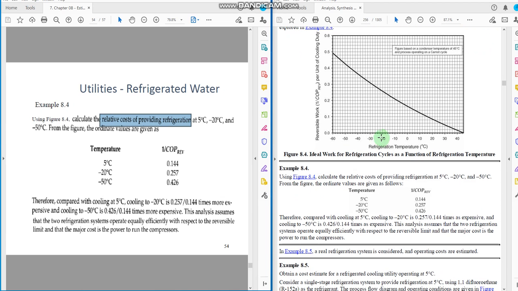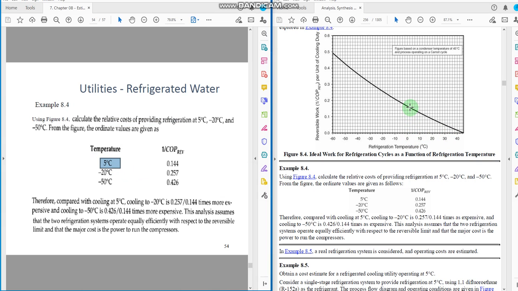Okay, so once you have the refrigeration temperature, you can follow this line and you can find out the value for the reversible work in the form of 1 divided by coefficient of performance reversible per unit of the cooling duty. So what we see here, if the coefficient of performance is decreasing, then the value for this reversible work would be increased. Okay, so if you want to have more temperature reduction in the refrigeration cycle, then we have to spend more amount of energy.